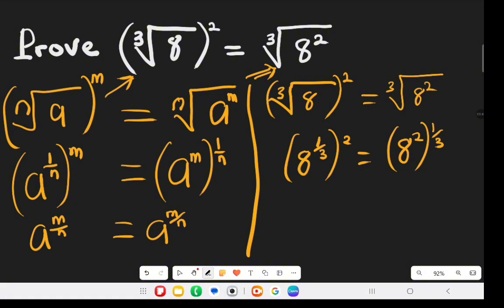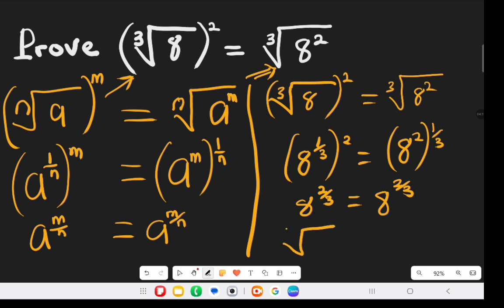Now we can multiply the powers. 1 over 3 times 2 will give us 8 raised to the power of 2 over 3, which is the same thing as when we multiply 2 times 1 over 3, we are going to have 8 raised to the power of 2 over 3. Now both are equal.